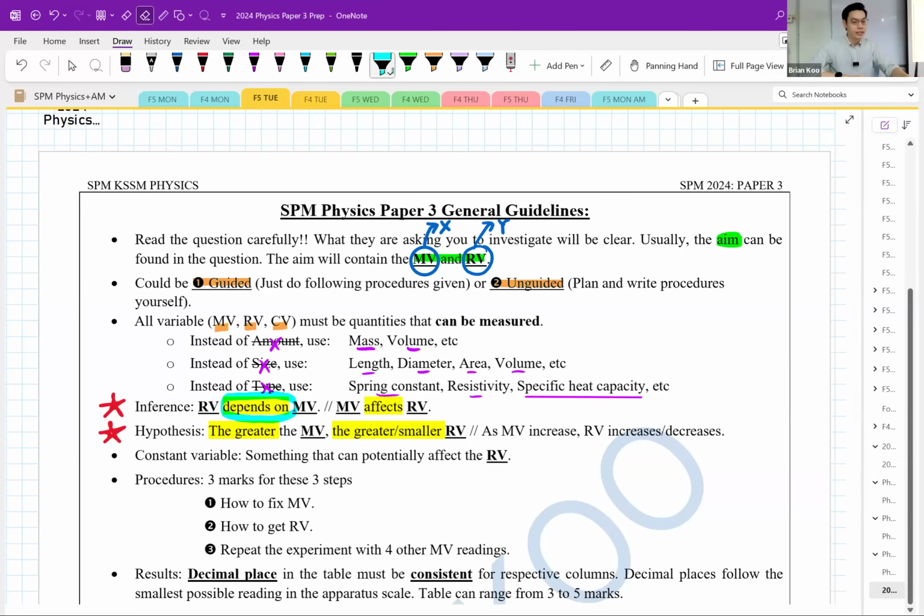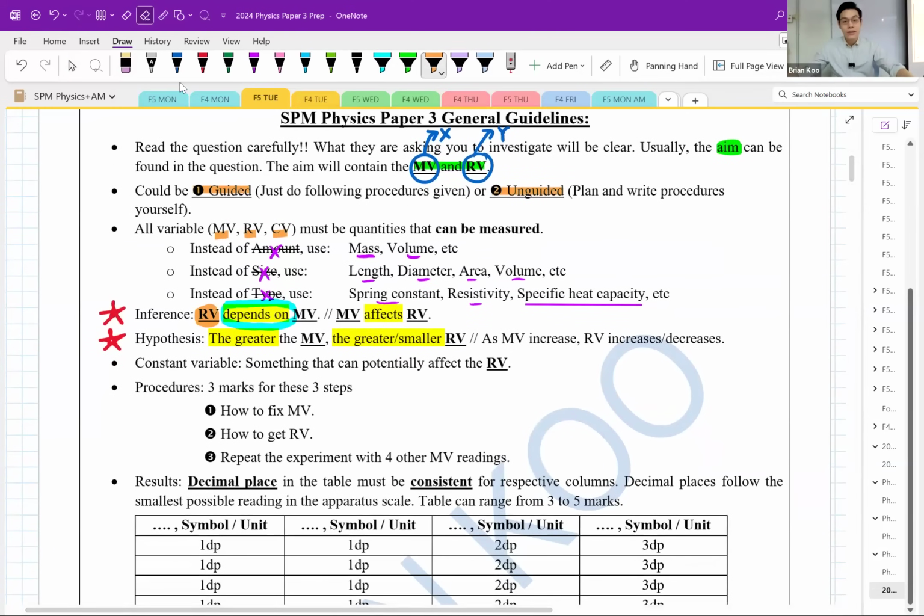Then hypothesis is the greater. Be careful that for inference, RV comes first. RV is the one depending on the MV. Responding depends on manipulated. Hypothesis is the greater, the smaller. Then constant variable, same stuff. You don't write things that are too general. Okay, and the best answer would normally come from something that can potentially affect your responding variable.